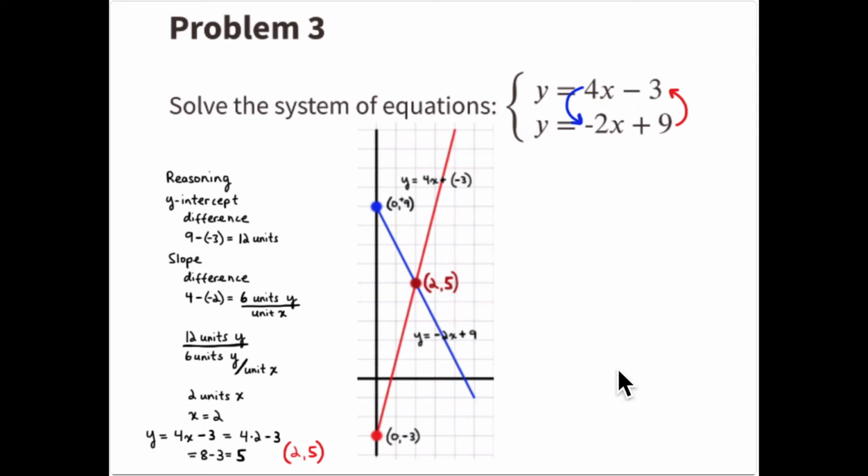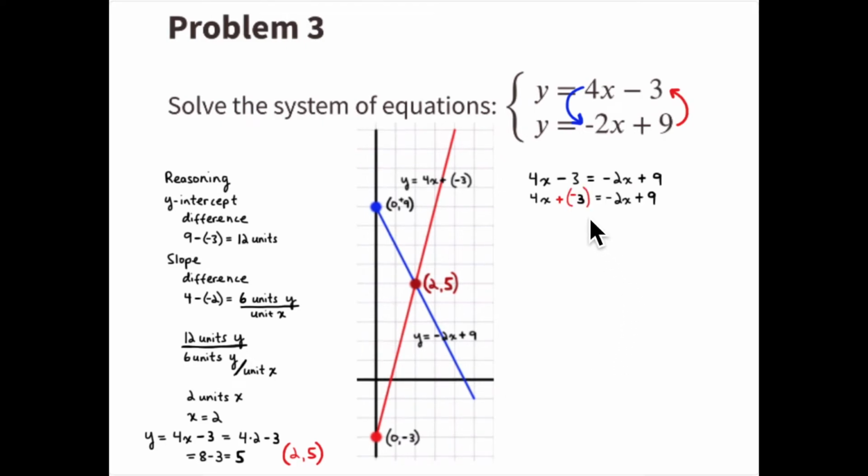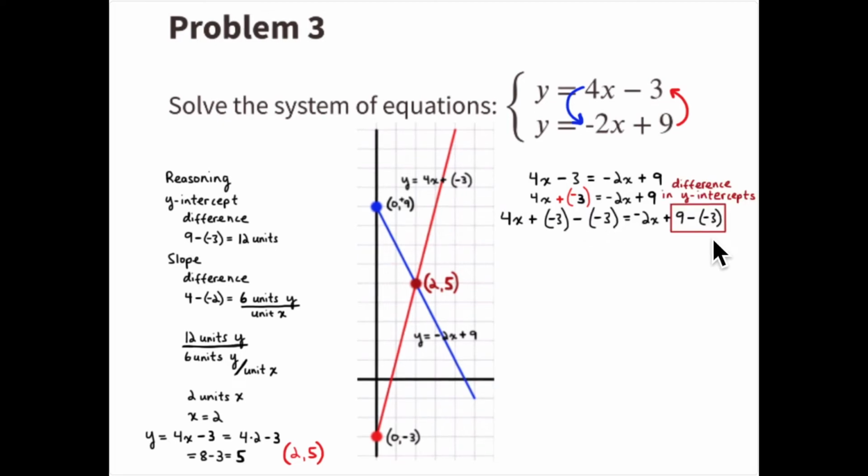So now if we solve this system algebraically, you're going to see these calculations as we go through the algebra. You're going to see a calculation of the difference in the y-intercepts, and a calculation of the difference in the slopes. And also you're going to see the division. So I'm going to rewrite this first equation as 4x plus -3. It's the same thing. This is subtracting a +3, so use the inverse operation and the additive inverse. It doesn't change the problem. It equals -2x plus 9.